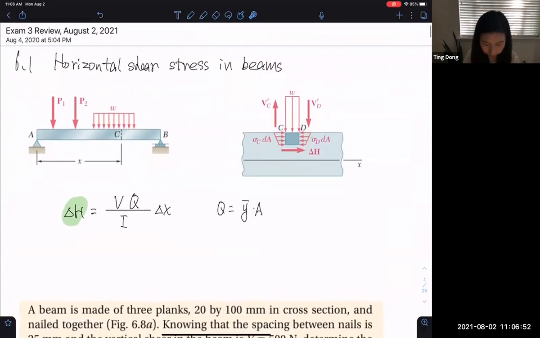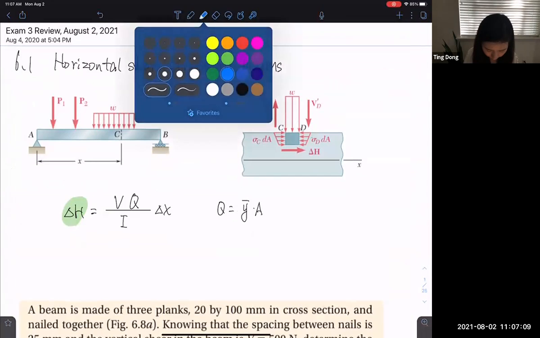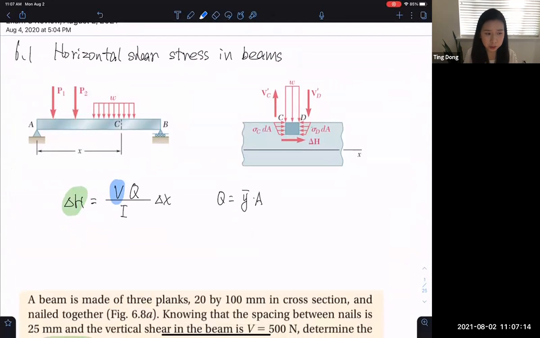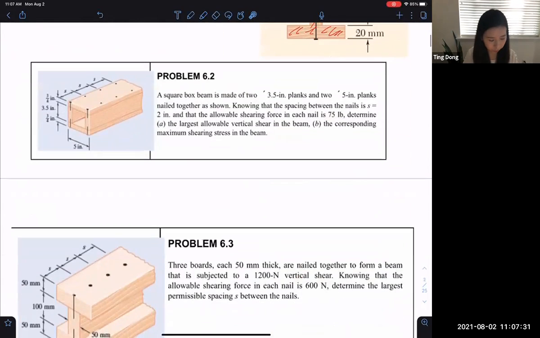Of course, as I said, for this question, if it's a design problem, we can also ask what the spacing is, or what the maximum force that can be applied is. Let's say we give the allowable horizontal shear force, the cross-section geometry, and the spacing delta x, and ask what maximum shear force can be applied. So same equation, different way to ask the question.